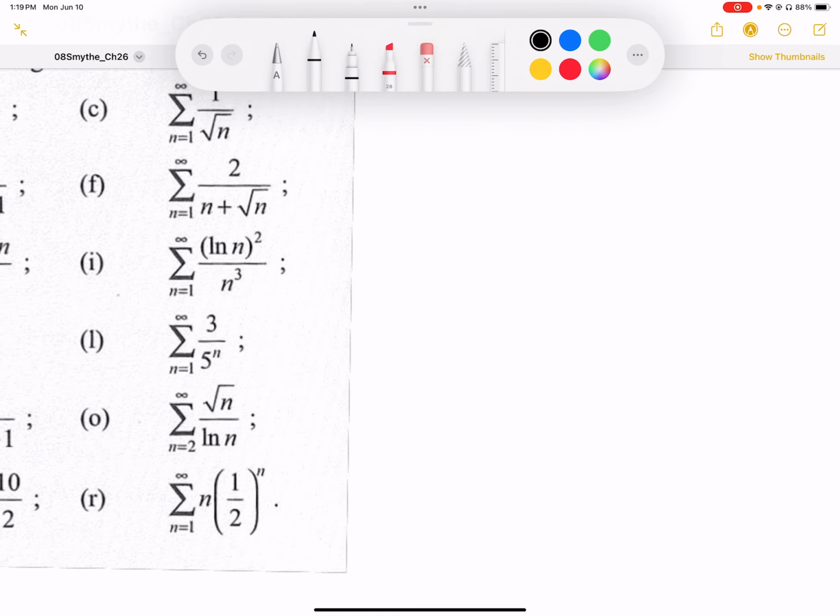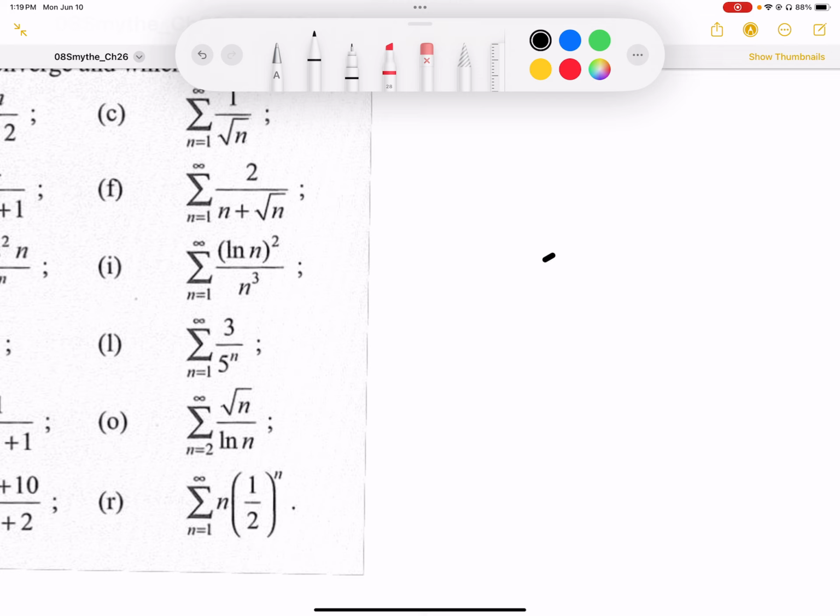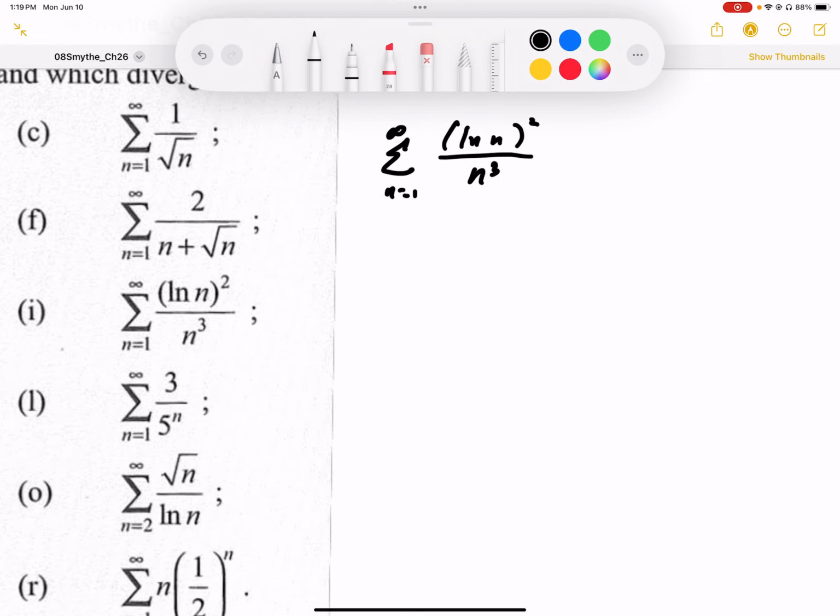For question 3I, we have the sum from n equals 1 to infinity of (log n) squared over n cubed. This one is really hard to tell because we have this cubic function in the denominator, which we would expect to converge, but we have this ln n squared in the numerator, and it is a weak function. So we should be thinking there's probably a pretty good chance it's going to converge.